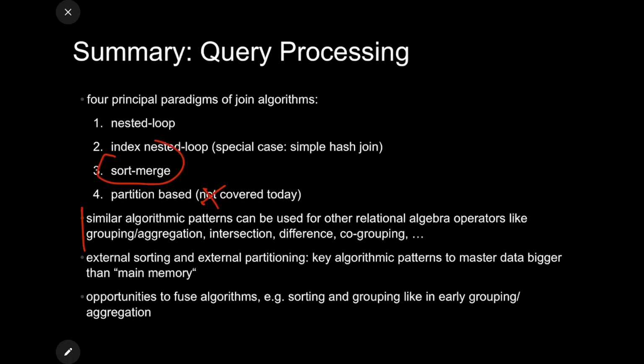External sorting and external partitioning, those are the key algorithms to master data bigger than main memory. So if you still hear people talking about big data and Hadoop and Spark and whatnot, at the end of the day, it's the same techniques I explained today, often hidden under some weird terminology, but it all boils down to sorting, external sorting, to do some sort of grouping, co-grouping based on co-partitioning, stuff like that. It always leads to these things.